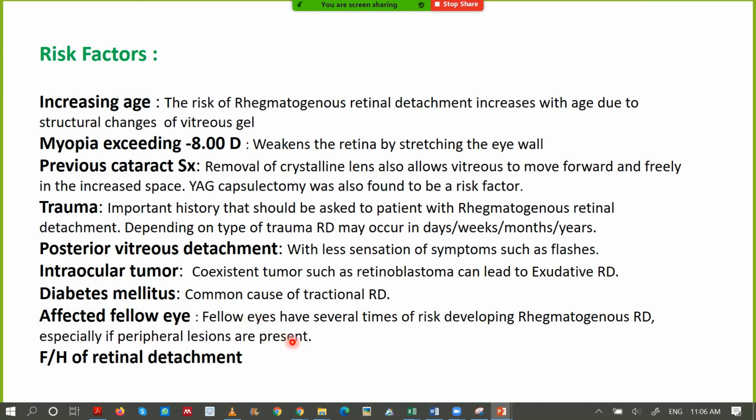One more interesting factor is we have to consider the family history of retinal detachment and the fellow eye history of retinal detachment. For the other eye, we should make sure that it is treated properly, so that if he gets a retinal detachment in the other eye, he is not going to undergo many things.